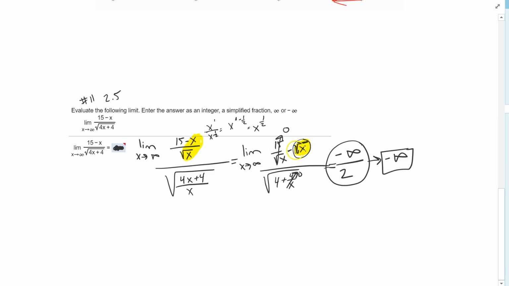And then when I plug in infinity, the square root of something going to infinity still goes to infinity, and I have a negative out front there.